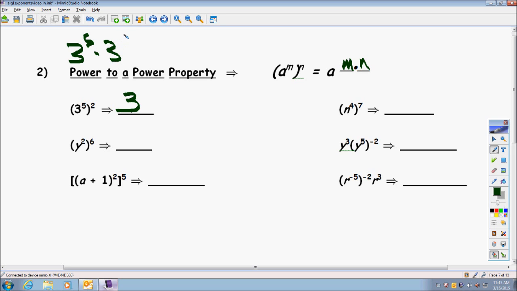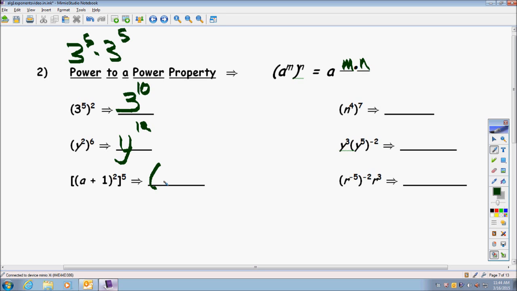3 to the 5th times 3 to the 5th. And remember what we do. We add exponents. 5 plus 5 is 10. We can also go 5 times 2 and get the same answer. It's just a little quicker way to do it. That's all. This becomes y to the... Now I could write y squared 6 times and add them up and get 12. But why do I do that? 2 times 6 is 12.